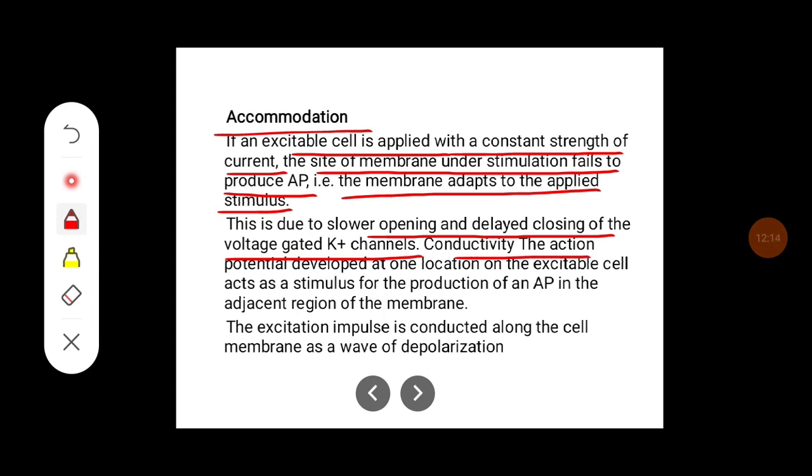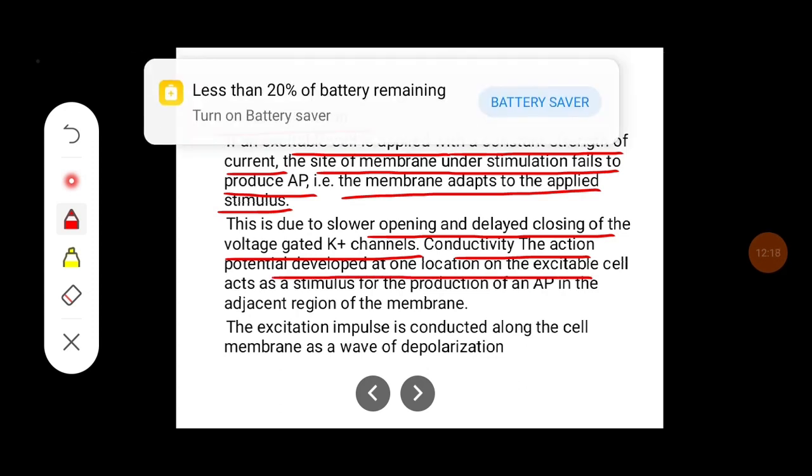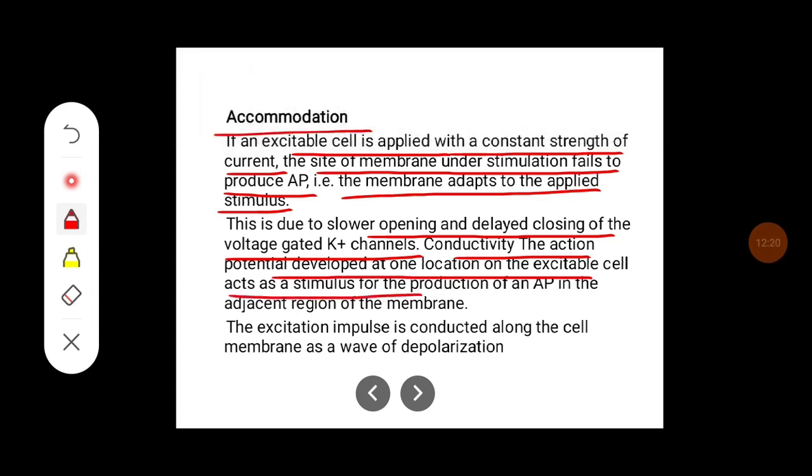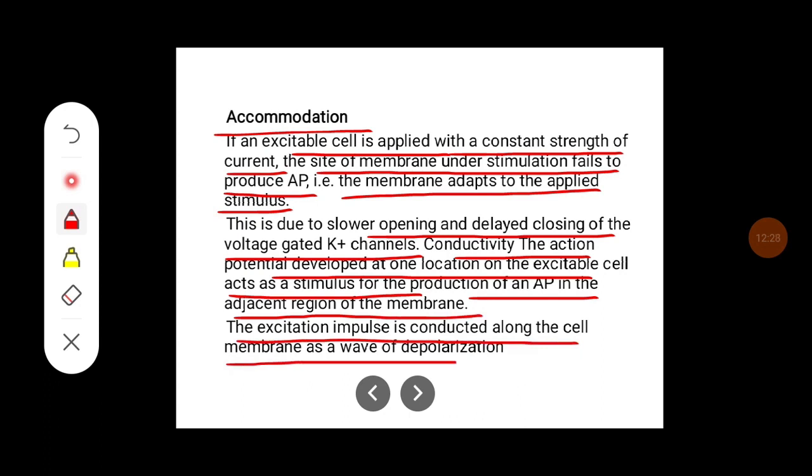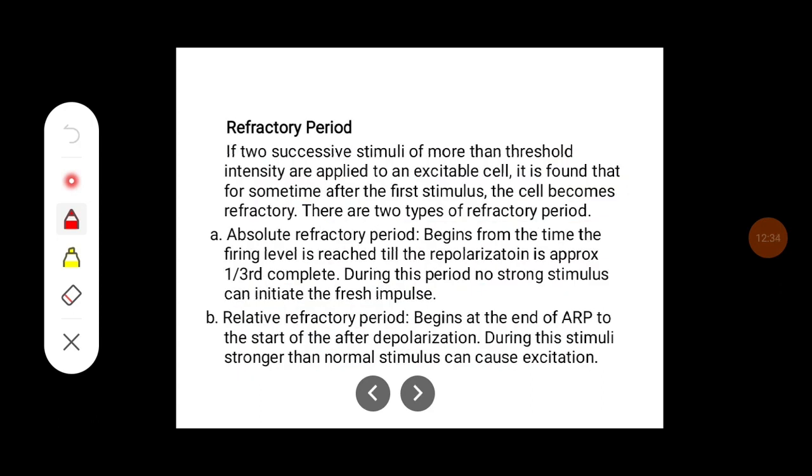The action potential developed at one location on the excitable cell acts as a stimulus for the production of action potential in the adjacent region of the membrane. The excitation impulse is conducted along the cell membrane as a wave of depolarization. This is another property of the action potential.